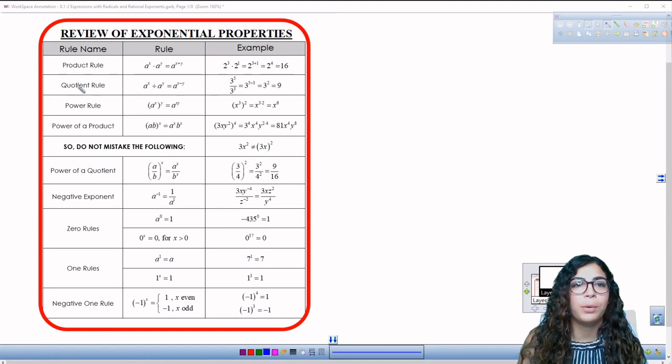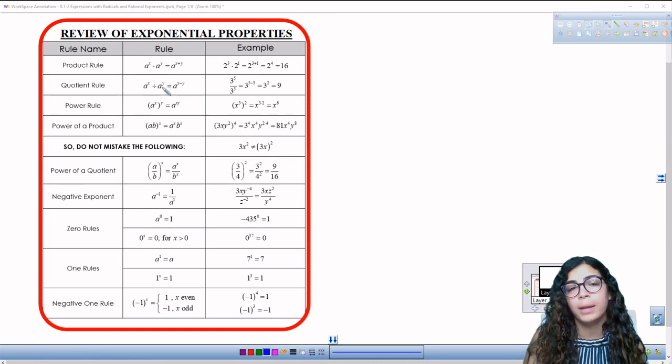So we have the product rule, which just says that if you have the same base and you're multiplying those things together, then you add the exponents. The quotient rule is very similar, but it's when you're dividing. If you're dividing same base, then you subtract the exponents. So with multiplying same base, you add the exponents. Dividing same base, you subtract the exponents.